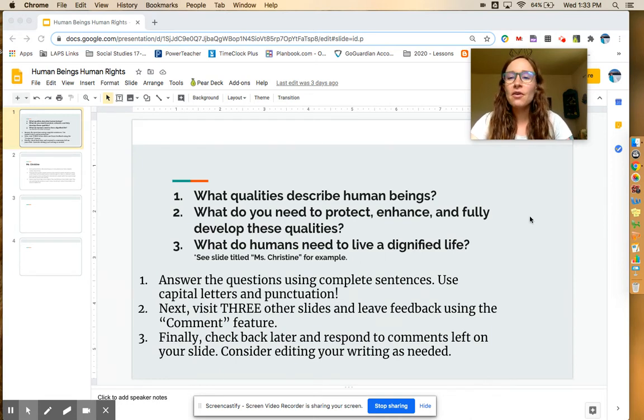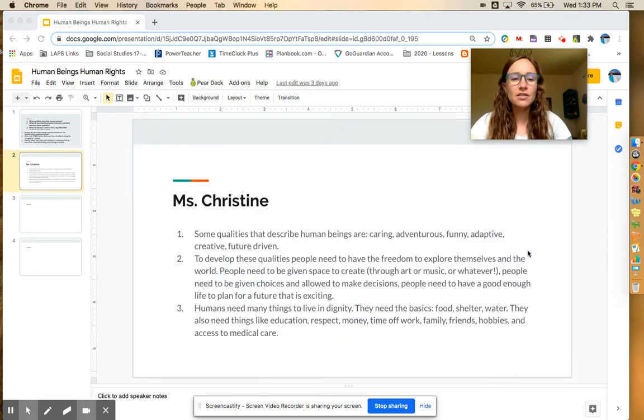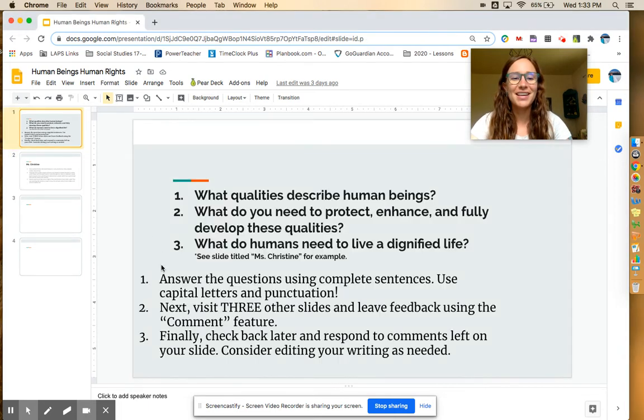Okay, for any of our slideshow discussions, these 3 things always hold true. Go back to that slide. Number 1, you need to answer the questions using complete sentences. Use capital letters and punctuation, and make sure you check your spelling. If a word is underlined in red, it's because you spelled it wrong and you should correct it.